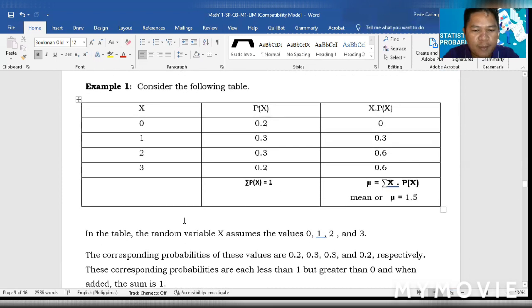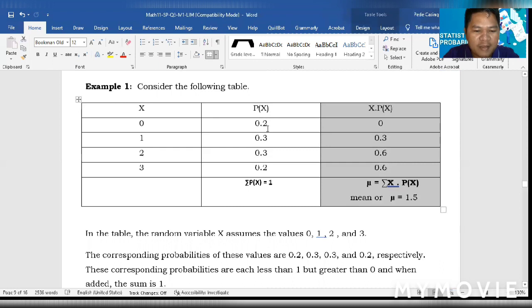So let's now have example number 1 for our probability distribution. So we have your x values 0, 1, 2, 3. Our p of x is given by 0.2, 0.3, 0.3, 0.2. Ito po ay sa next na po ito na lesson. So dito mo lang tayo focus sa probability distribution.